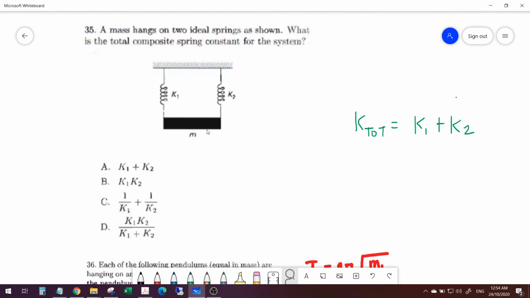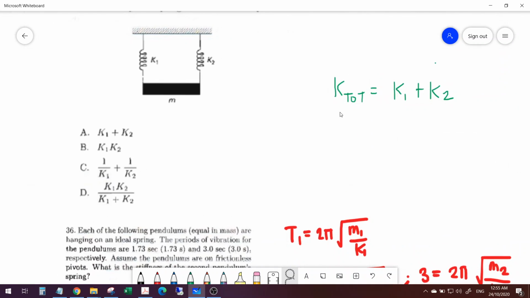In this kind of system, the total stiffness of the system is simply the summation of the stiffness of each spring. So if you have two springs here, K total is K1 plus K2. If you have three, K1 plus K2 plus K3. Okay, so this is the answer.